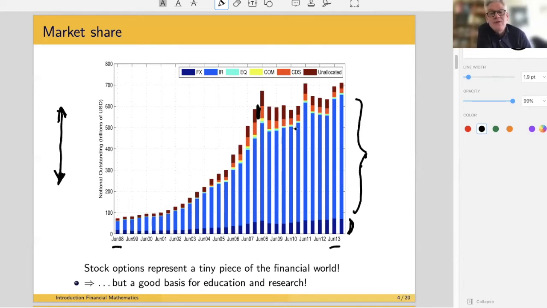So stocks and options, they represent options on stocks, and stocks themselves, they represent just a tiny piece of the financial world. But we typically say they form a good basis for education and research. And if you understand the mathematics behind stocks and stock options, then it is not too difficult to get into the other fields in finance, in the other areas like interest rates or foreign exchange.